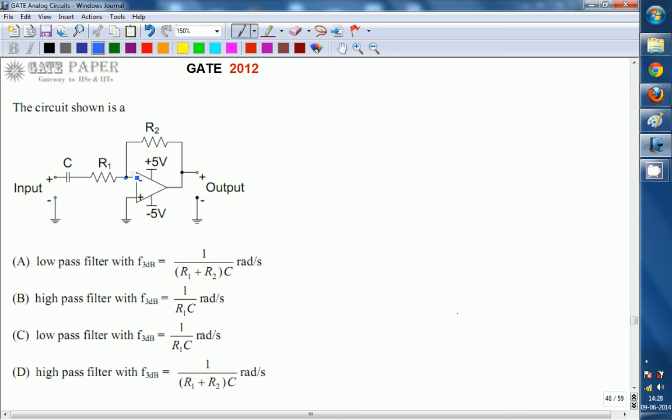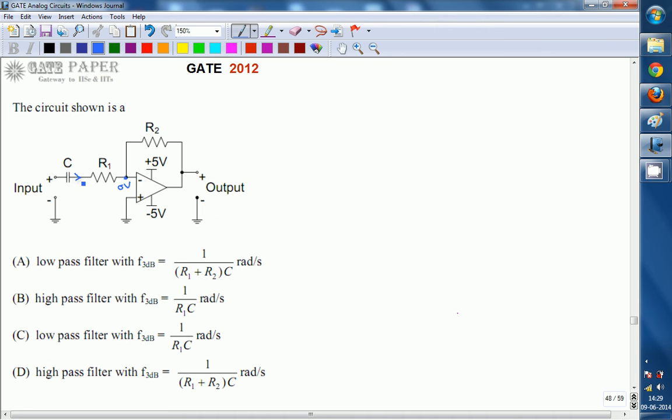That implies V plus is equal to V minus. The voltage at the non-inverting terminal is the same as the voltage at the inverting terminal, so this node is also 0 volts, because V plus is connected to 0 volts. The difference between these two is 0, which means they are virtually shorted. So this node is also 0 volts.